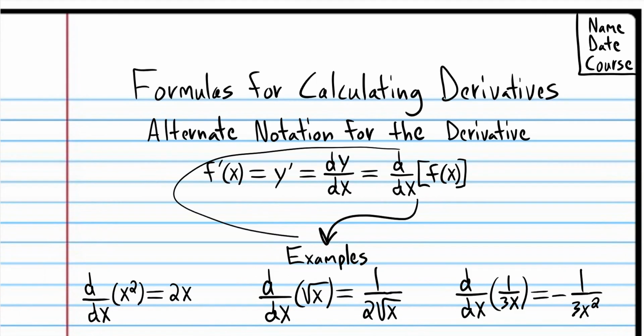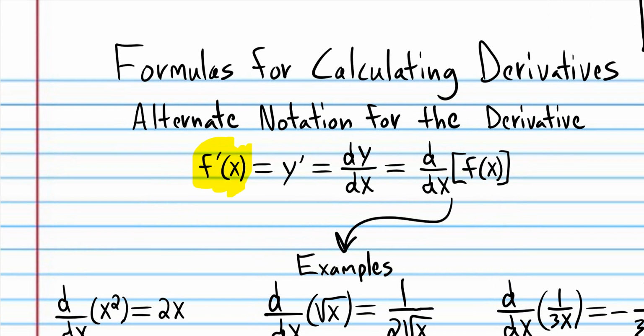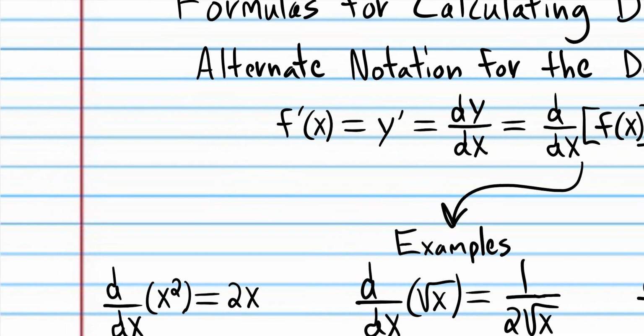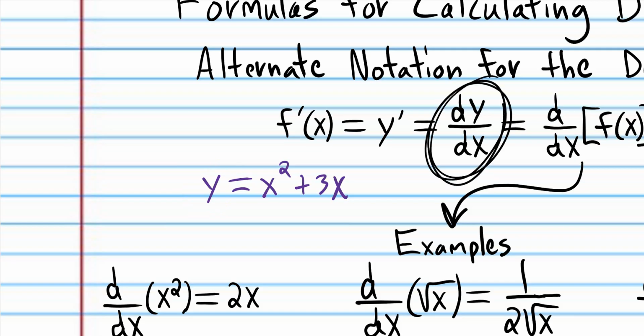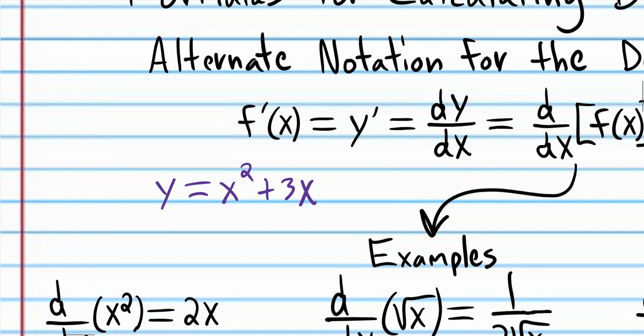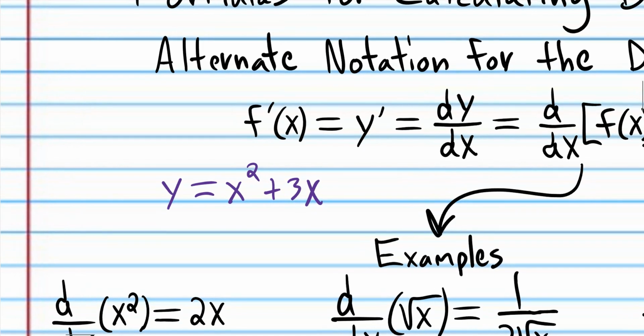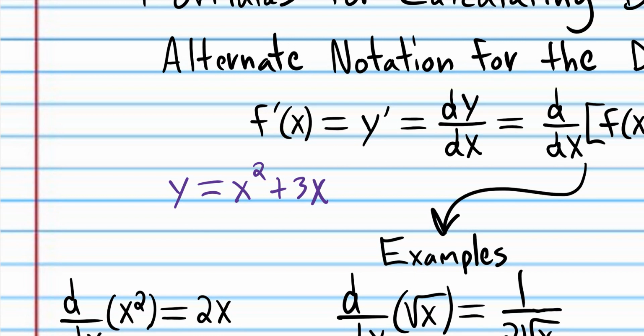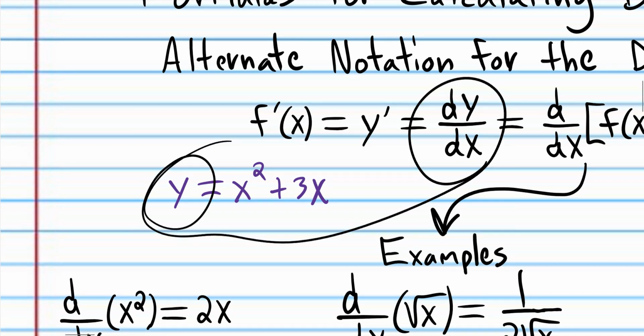we need to learn some alternate notation for the derivative. In the previous class, we learned this notation. But sometimes a function is going to be defined, or it's going to be named y. For example, you might have y is equal to x squared plus 3x. And so when we find the derivative, we often call it y prime. Or we use something called Leibniz notation. This is Leibniz notation, created by a guy named Gottfried Leibniz. And so we can call the derivative of this function dy over dx.